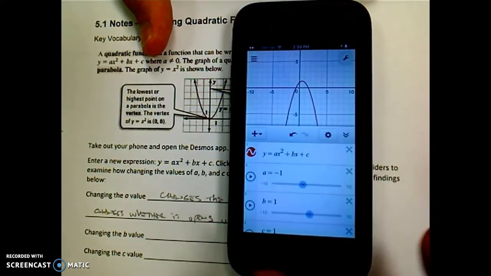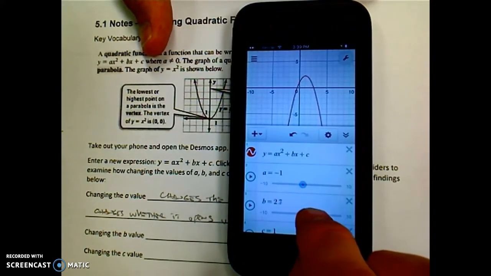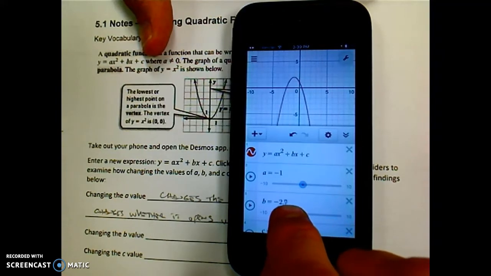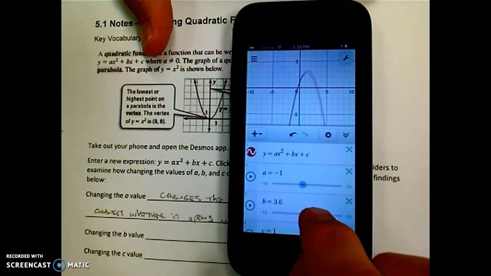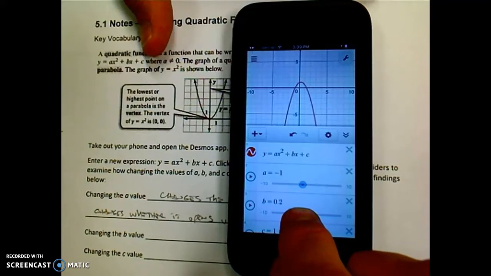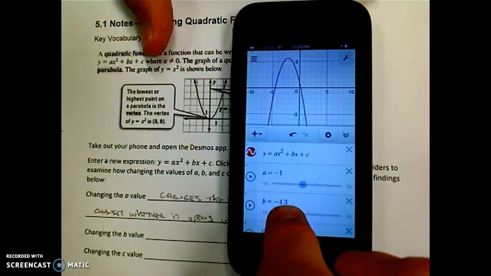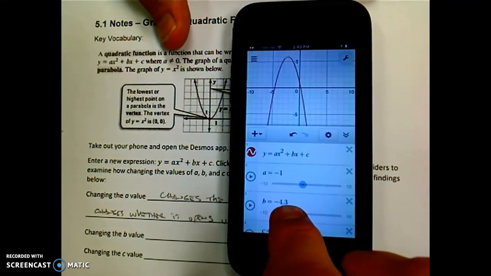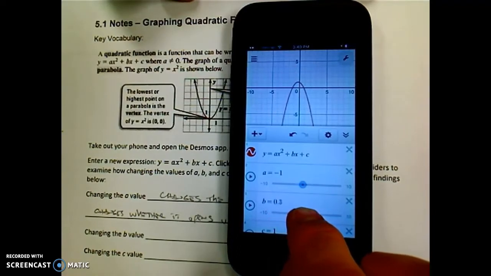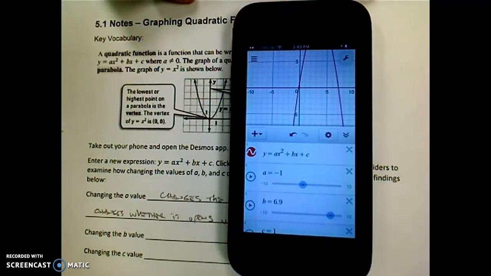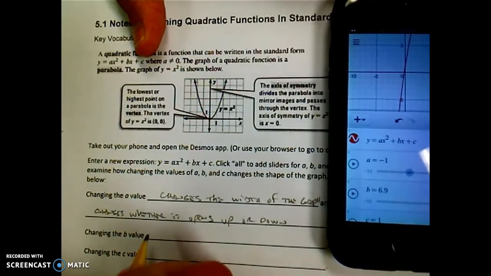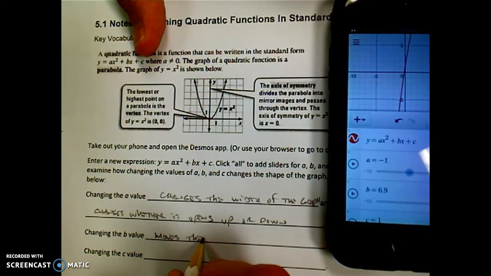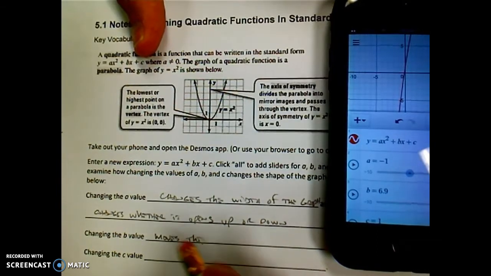How about when we manipulate the b value? This one was a little bit tougher to see because it's moving not only side to side, but also as the b value moves, we're going to find out in a minute, that the c also has something to do with it here. But the b value allows the graph to move side to side, so changing the b value moves the graph side to side.